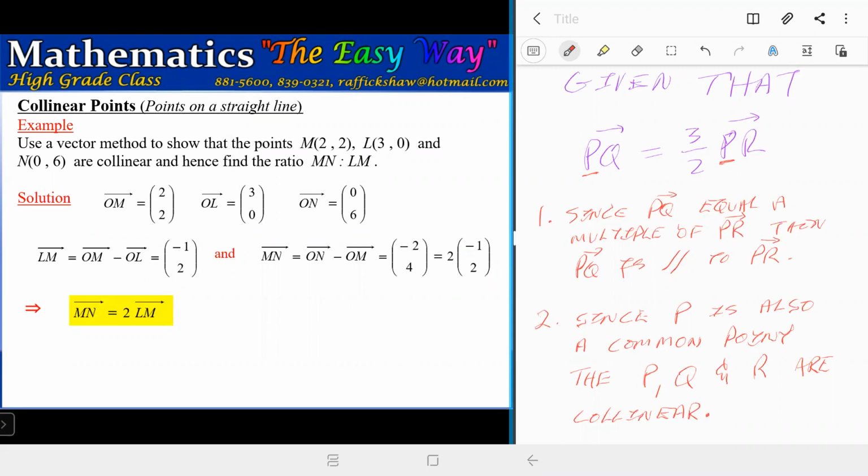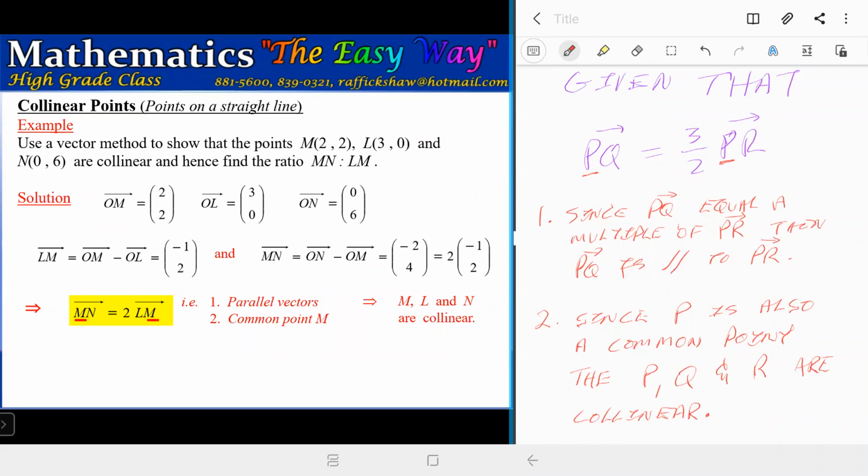Now, what we have now means that the vectors are parallel. MN is parallel to LM. That's what that means, because one is a multiple of the next. So it means that they're parallel, and also you have a common point M. So the two conditions are, one, you have parallel vectors with a common point M. And once you have those two things happening, it means that the points involved are collinear. That's what it means. Points are collinear.